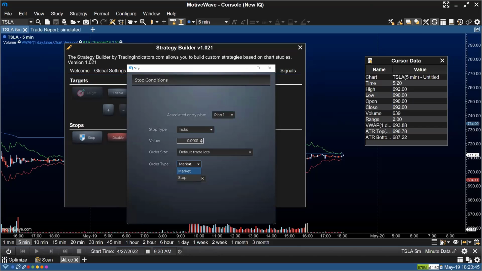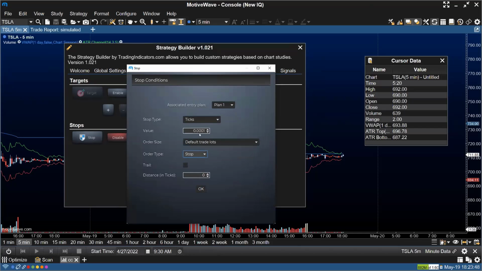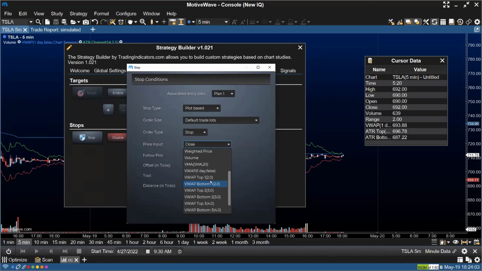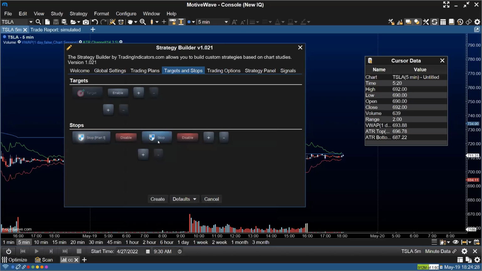Now I want this order type to be a stop order, not a market order. And the type, I don't want it to be percentage or dollar amount. I want it to be based on a plot. And that plot is going to be the lower band of the ATR channel. So for my price input here, I'm going to scroll down and find that plot, ATR bottom right here. Now, I want my trailing stop to update as the lower band of the channel updates. So I'll select follow plot, but I don't want my stop to get looser. I only want it to get tighter. I only want it to trail. So I'll also select trail. And that's all we need for that logic to be set up.